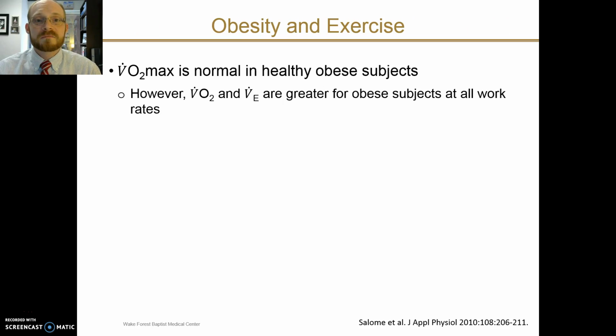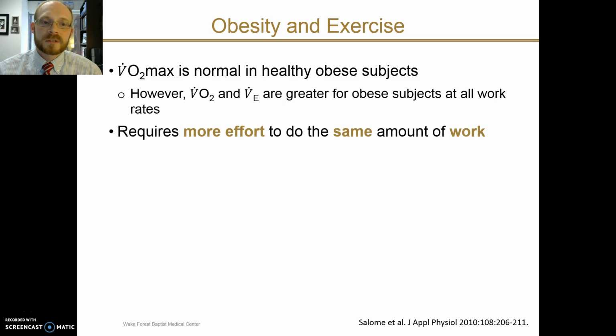Related to exercise, interestingly enough, the VO2 max for obese patients is typically normal as long as they otherwise have normal cardiopulmonary systems. However, the specific values for oxygen consumption and minute ventilation are greater for subjects that are obese at specific work rates. In other words, it takes the obese patient more effort to do the same amount of work.